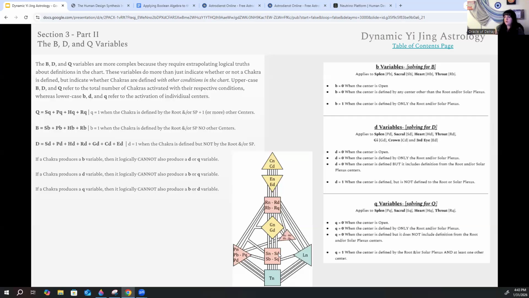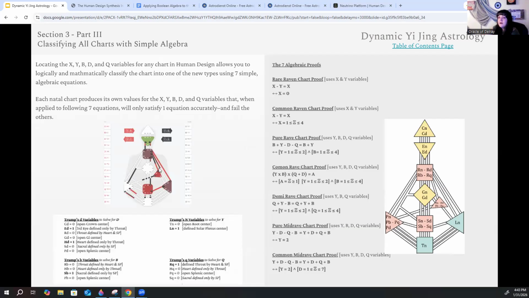So those are the three different types of variables, and together with the XY variable, they all produce 7 different types of charts. By locating the X, Y, B, D, and Q variables for any chart, you can plug them into these equations and see whether the equation passes or fails. Every chart will only pass one and will fail the other 6 equations.